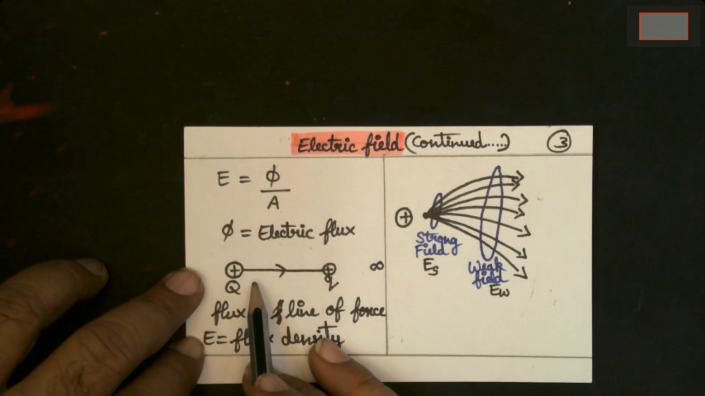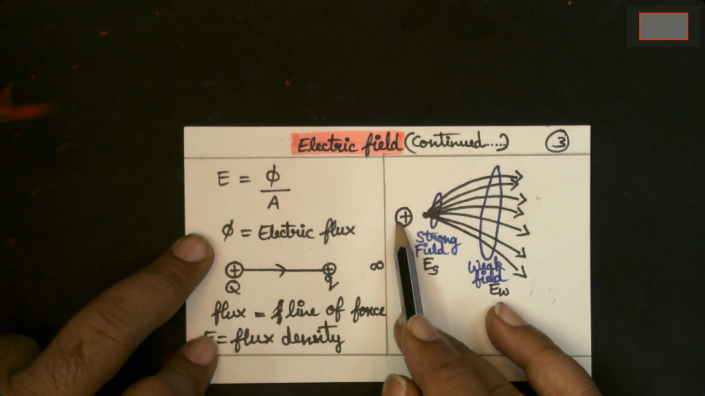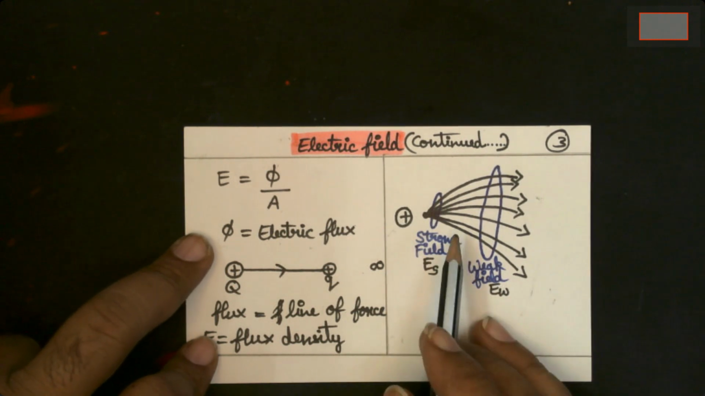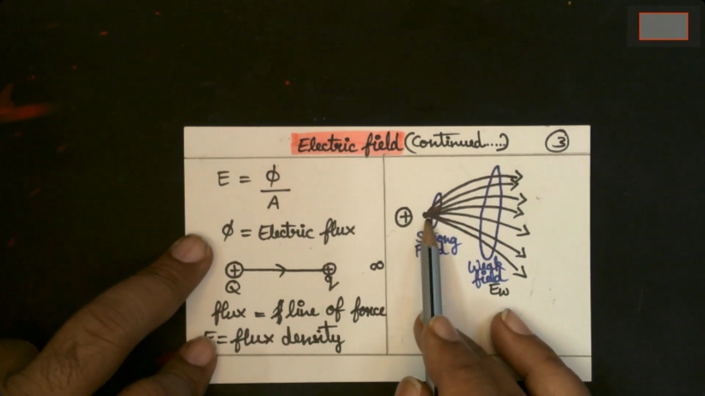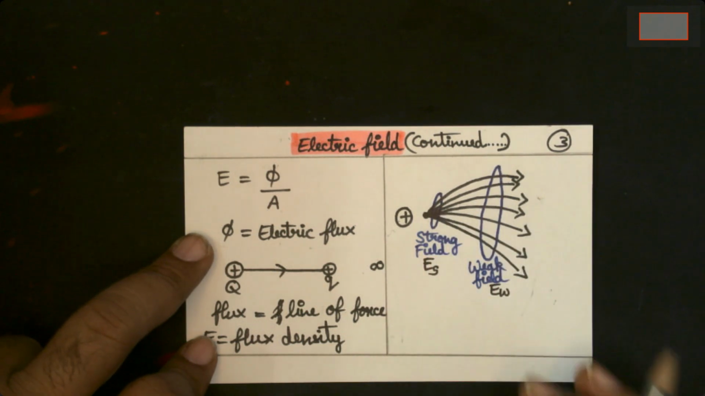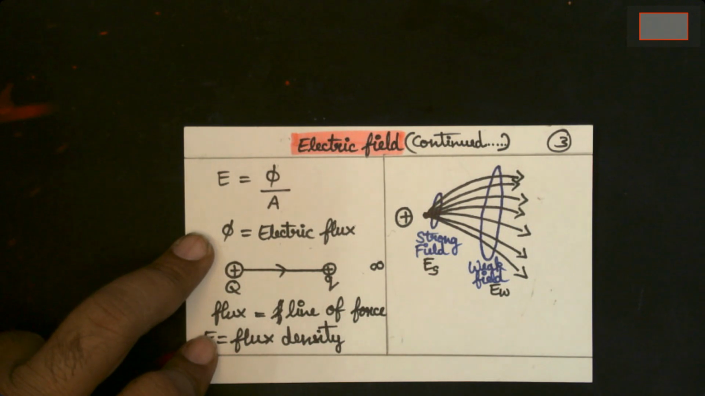So let me consider a point charge like this. As we know, the electric field lines will be emerging out of plus, is it not? And closer to the point charge, the field will be stronger, is it not? It is something like throwing a torchlight. When you throw the light from the torchlight, near the torch, it will be brighter.